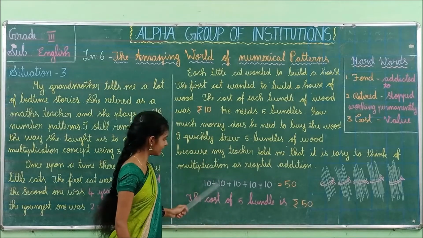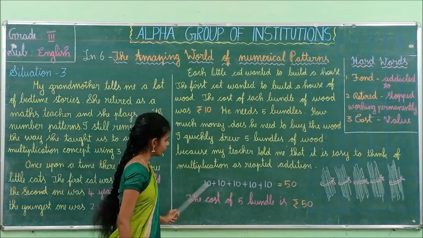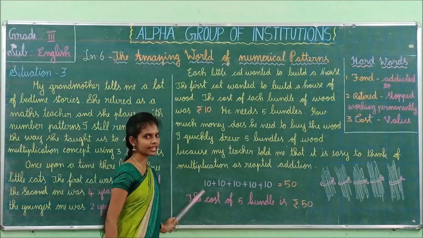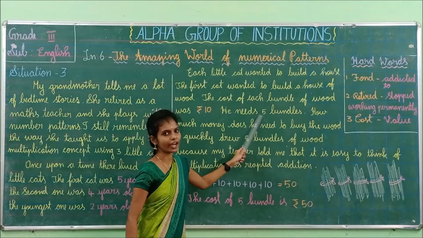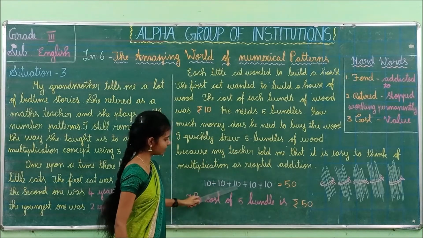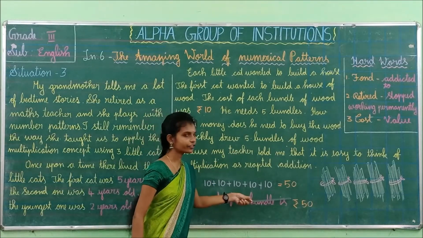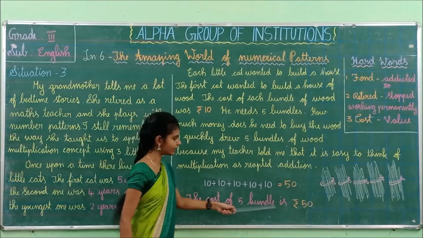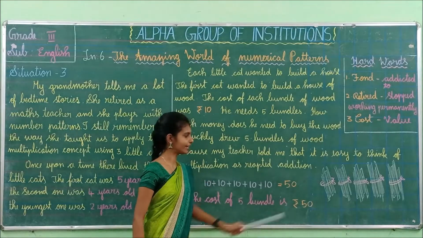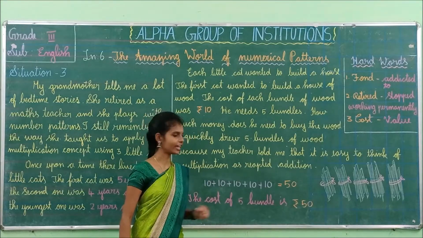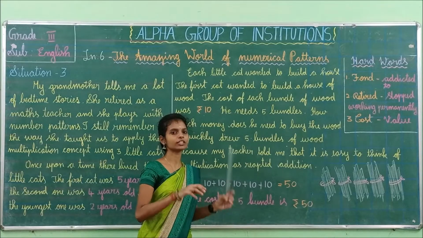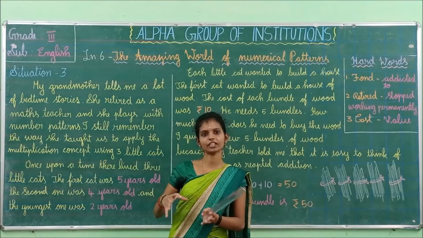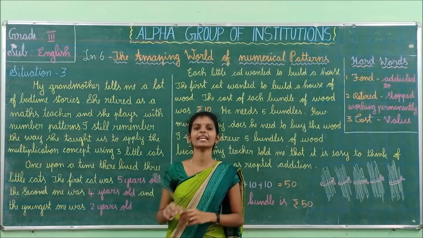So see here, what is meant by repeated addition? The cost of one bundle is ₹10. He needs 5 bundles. So 10 plus 10 plus 10 plus 10 plus 10 is 50. This is called repeated addition. So the cost of 5 bundles is ₹50. How much money does he need? Yes, ₹50. This situation explains how multiplication is taught by this grandmother in an easy way.